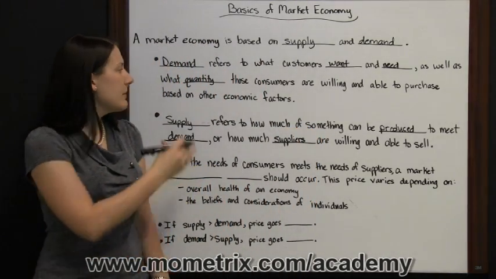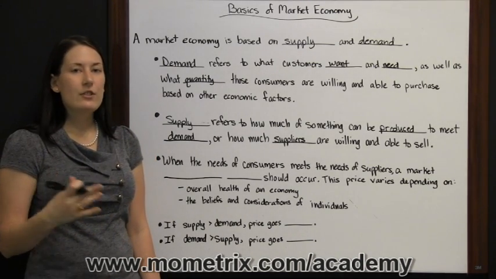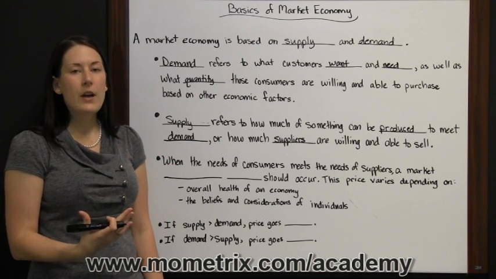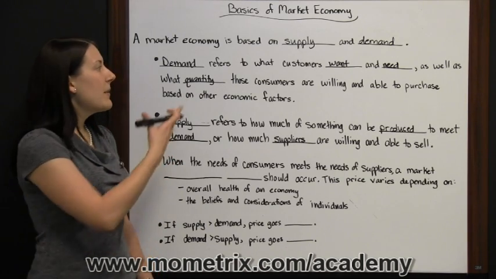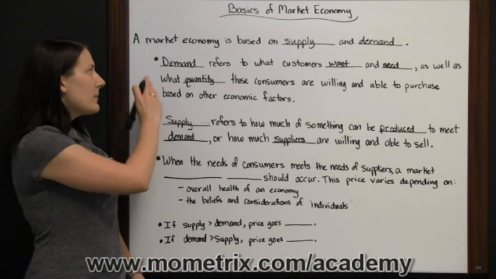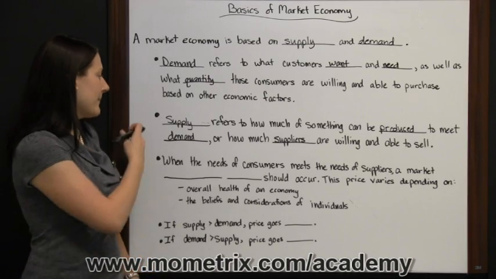So at certain times, people may want more than they can actually buy. If there's a recession going on and people aren't making as much money or aren't able to pay for as many luxuries, they may want something but not necessarily be able to buy it. So demand takes into account how much people are actually able to buy.